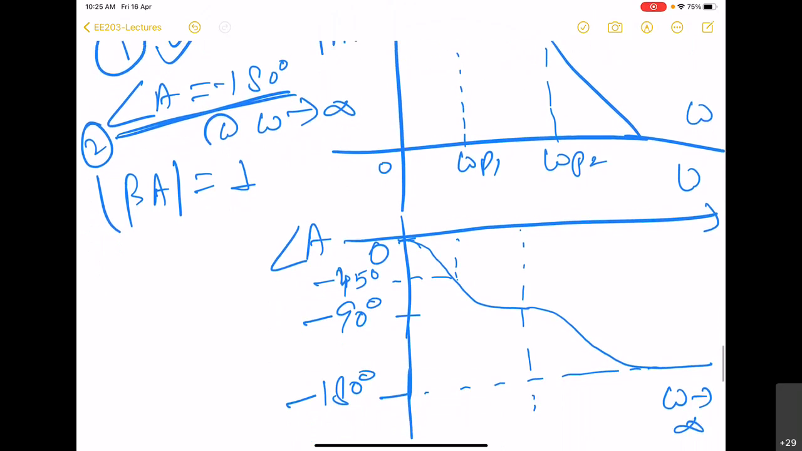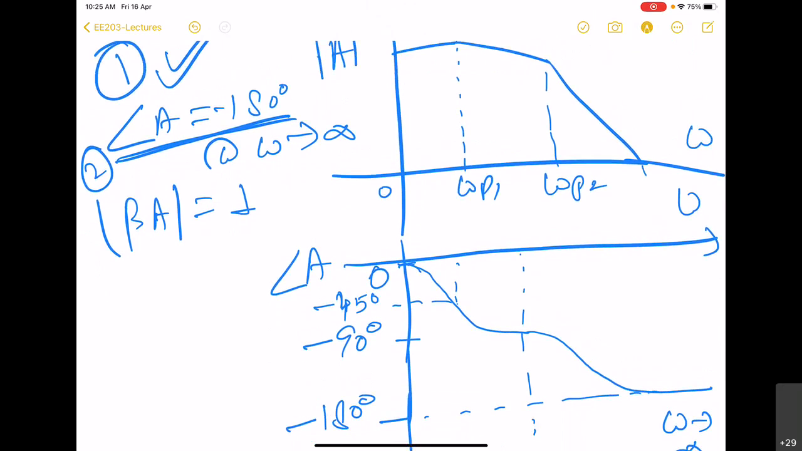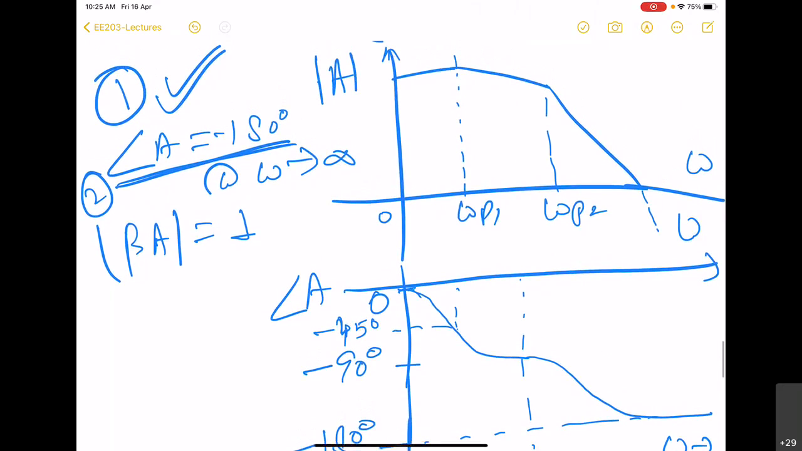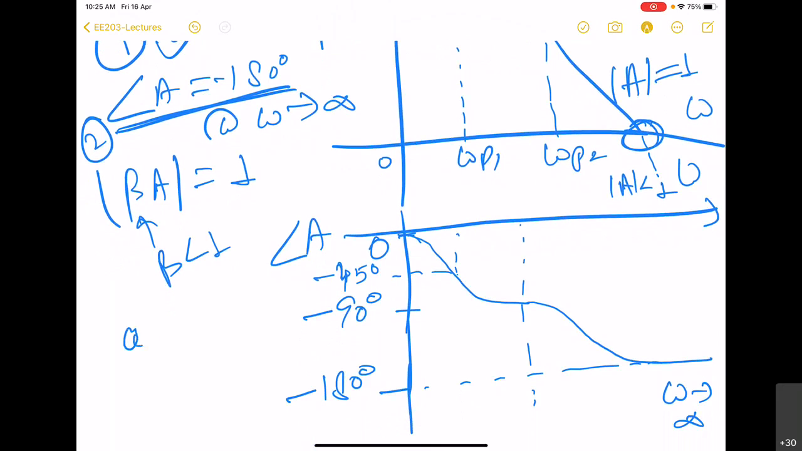satisfy, because here you can see that this is A. So A itself has become 0 dB at some finite frequency here. 0 dB means the magnitude of A has become 1. So that means beyond this frequency, the magnitude of A is less than 1. And typically beta is also going to be less than 1. So at omega infinity, beta A is definitely going to be less than 1.